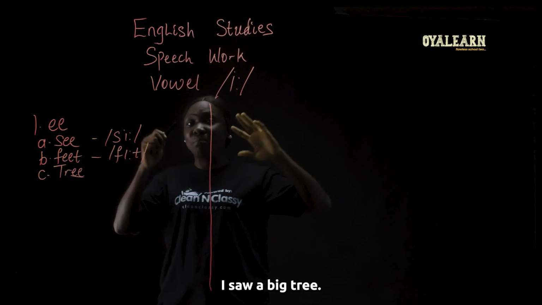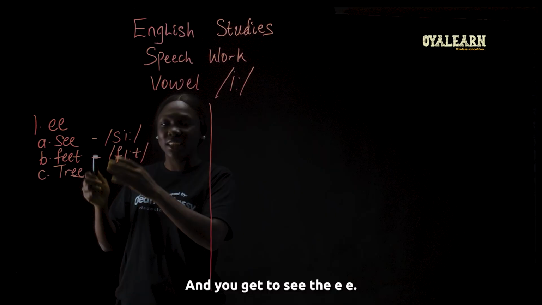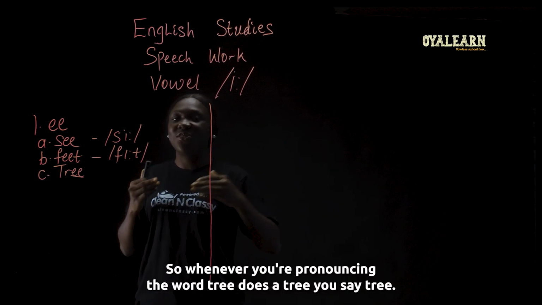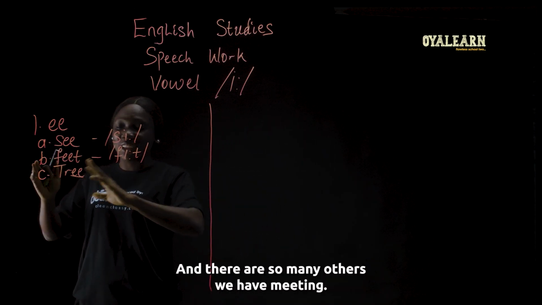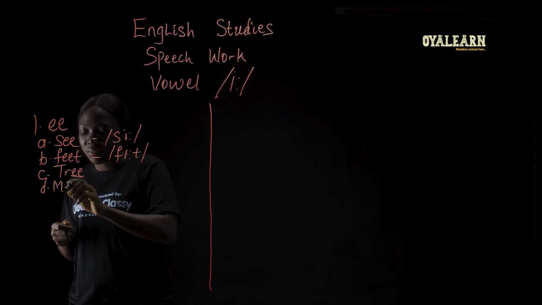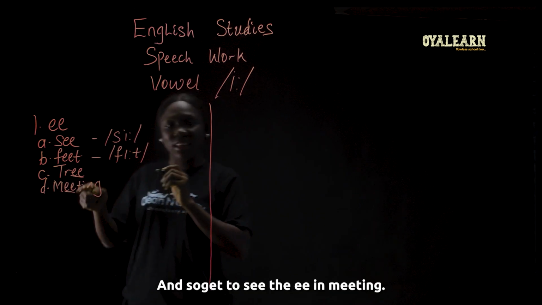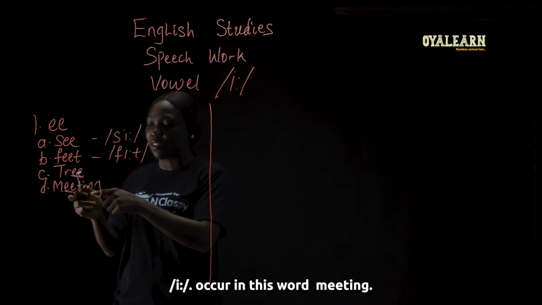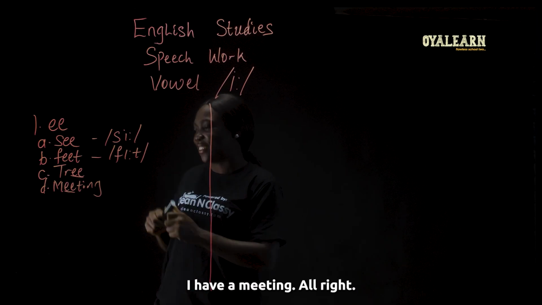Now, if you look at this, you get to see the EE in tree. I saw a big tree. So you get to see the E, and you get to see the EE. So whenever you're pronouncing the word tree, you don't say it short, you lengthen the vowel. All right. And there are so many others. We have meeting. Meeting. So you get to see the EE in meeting. So the vowel E occurs in this word meeting. I have a meeting. All right.